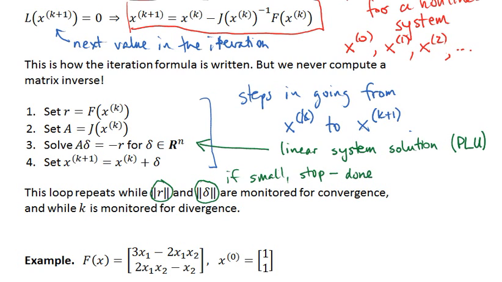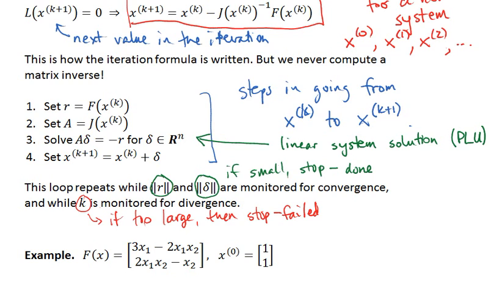On the other hand, we know that Newton's method doesn't always converge from every starting guess. So if the sequence is diverging, we want to give up. So if k gets too large, and you have to decide in advance what too large is, then we stop because we failed. So these 4 steps would appear inside a while loop, for example.